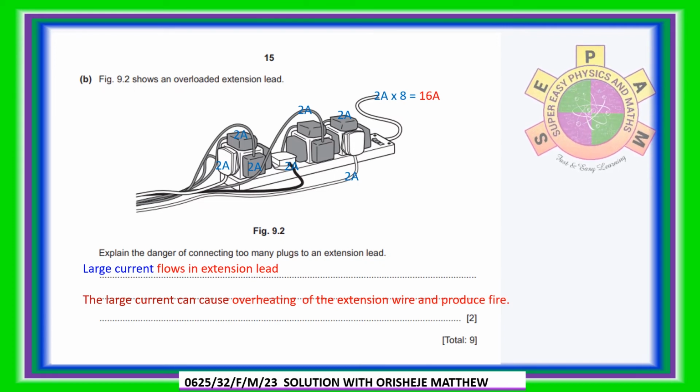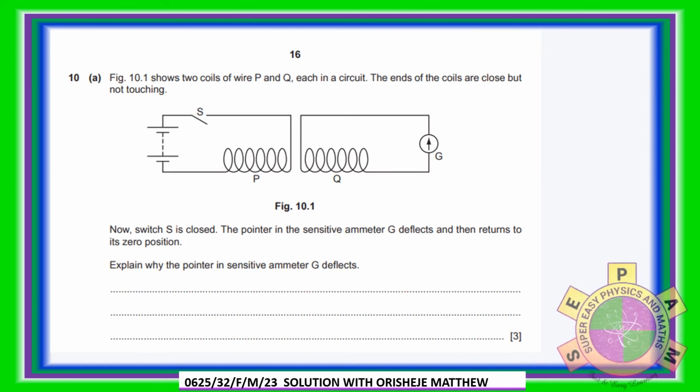Question 10. Show 2 coils P and Q each in a circuit. The end of the coil are close but not touching. So we are going to look at electromagnetic induction.